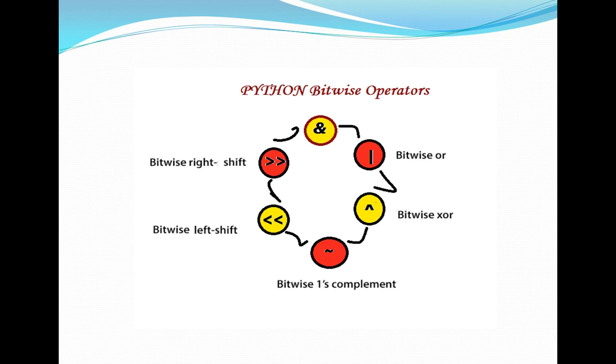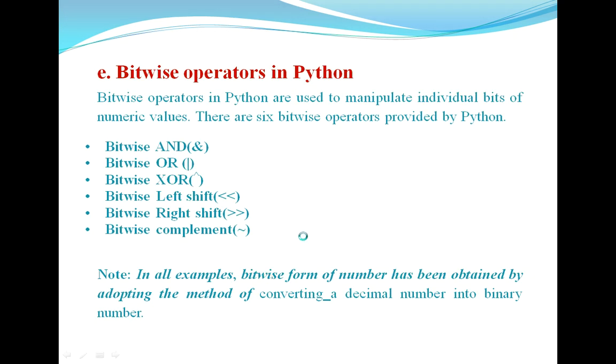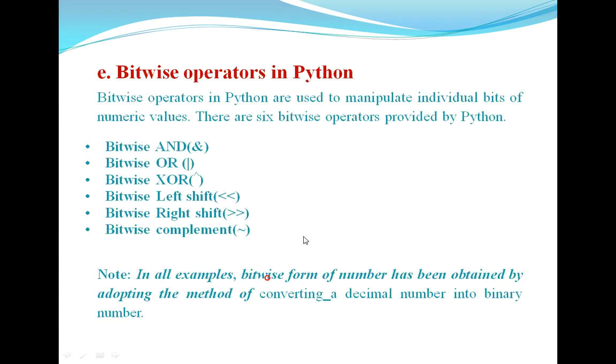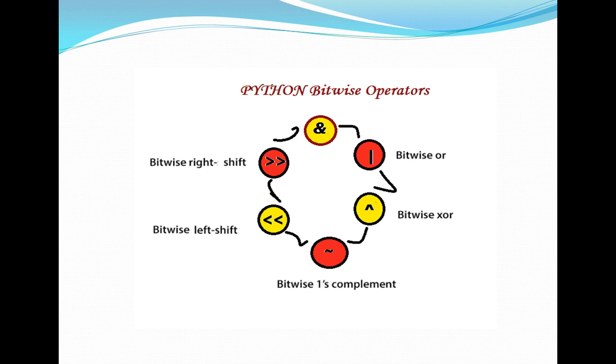Bitwise OR works in a similar way. Bitwise left shift means you have to shift the bits to the left. Bitwise right shift means you have to shift the values to the right. And the complement operator is nothing but just the inverse. You have to reverse the inputs. If it is 0, you take it as 1. If it is 1, you take it as 0.